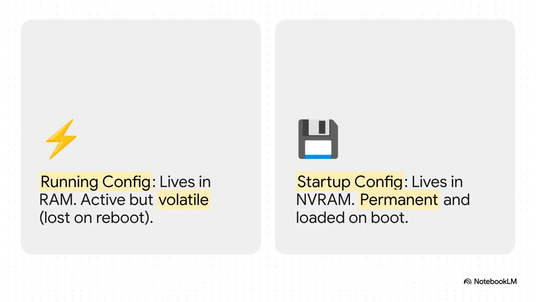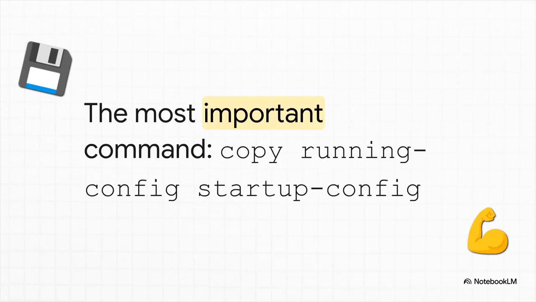To make our changes permanent, we have to copy them over to the startup config, which is stored in a special type of memory called NVRAM that doesn't forget. This is it. This is the command that makes it all permanent. Copy running-config startup-config. It does exactly what it says on the tin. It takes the current active configuration and writes it to permanent storage. Now your settings will actually survive a reboot.